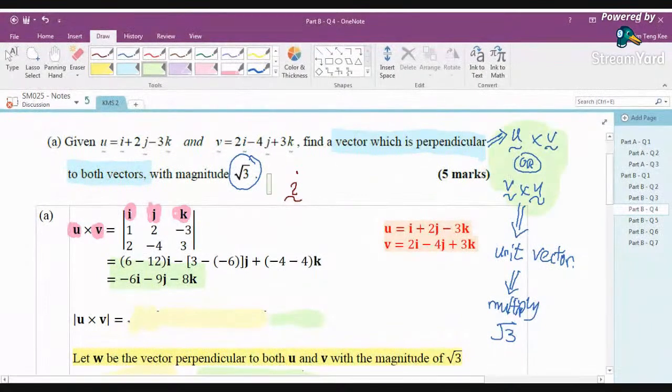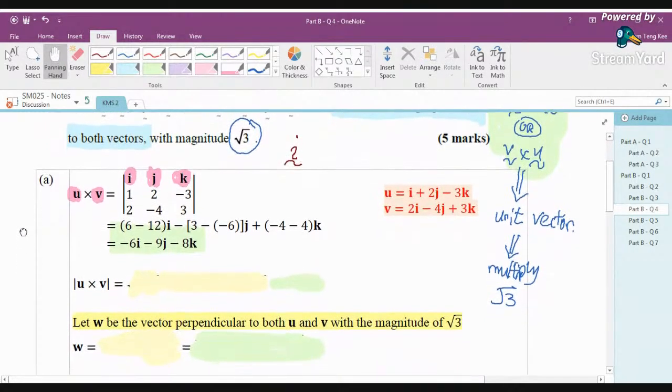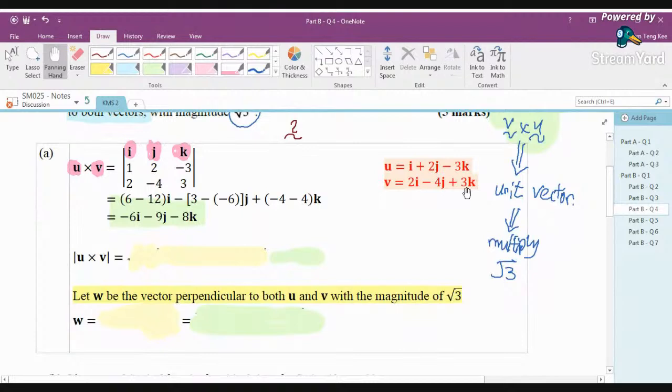Next, the vector that I found doesn't guarantee a magnitude of square root of 3. So what I need to do next is find the unit vector of this cross product. To get the unit vector, I find the magnitude, the norm, where I take each of the coefficients of i, j, k, square them, sum up, and then take the square root of the whole thing. This gives me a result of square root of 181. And here, please don't convert into decimal, leave it in square root form.